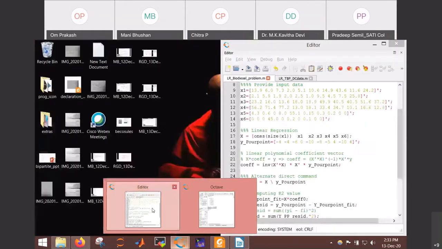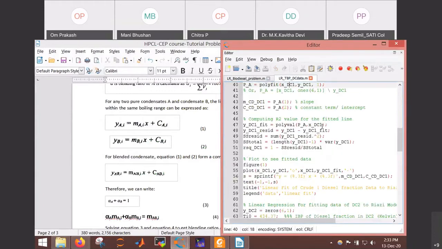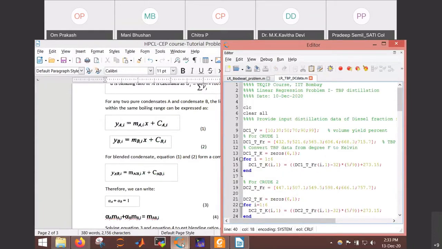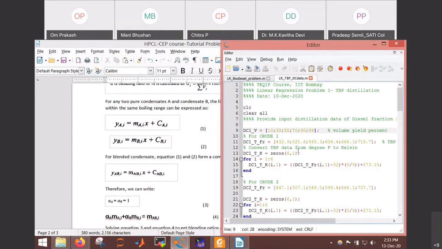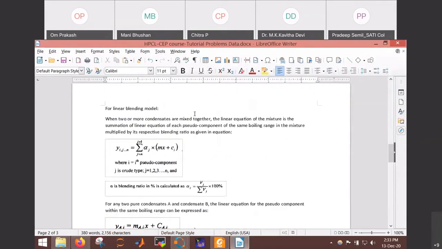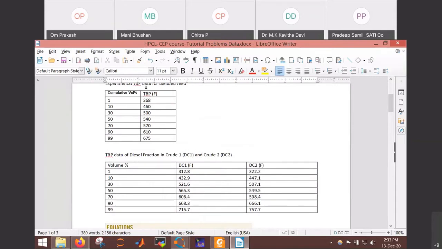So I'll show the code here. First thing, we'll write what is known to us. So my TBP is given and cumulative volume percent. This data is given. Okay, this is X and this is Y data.